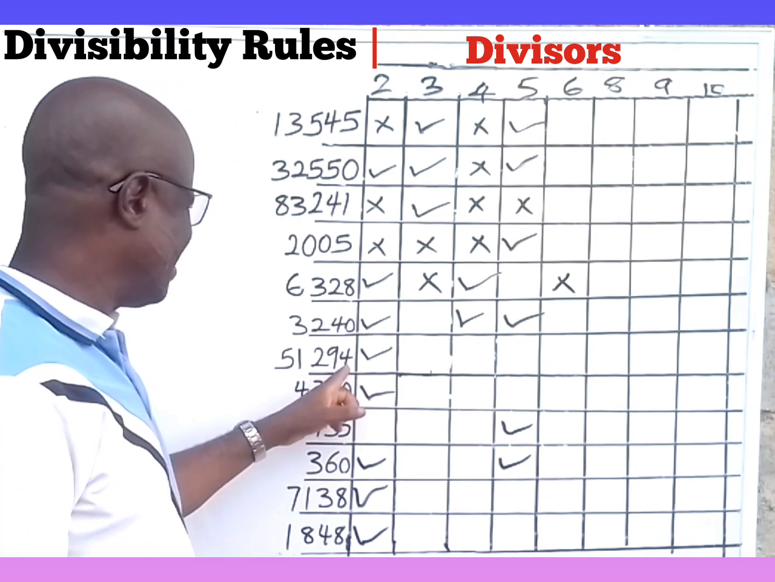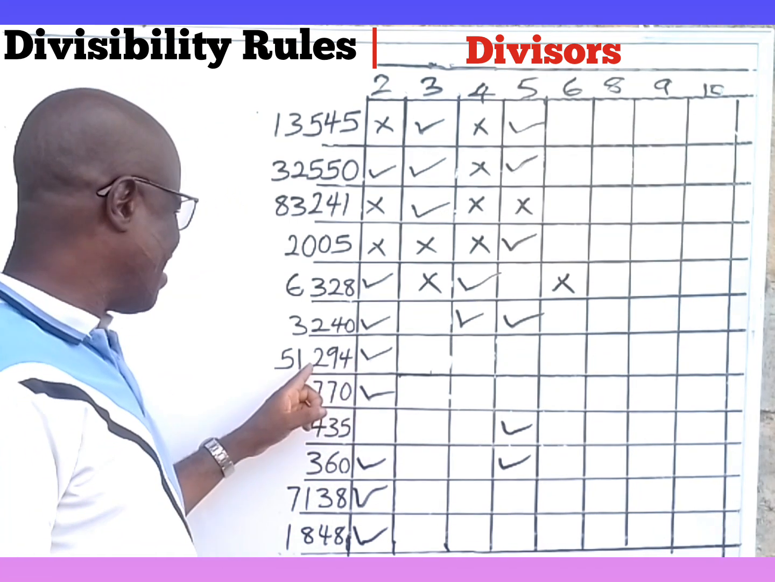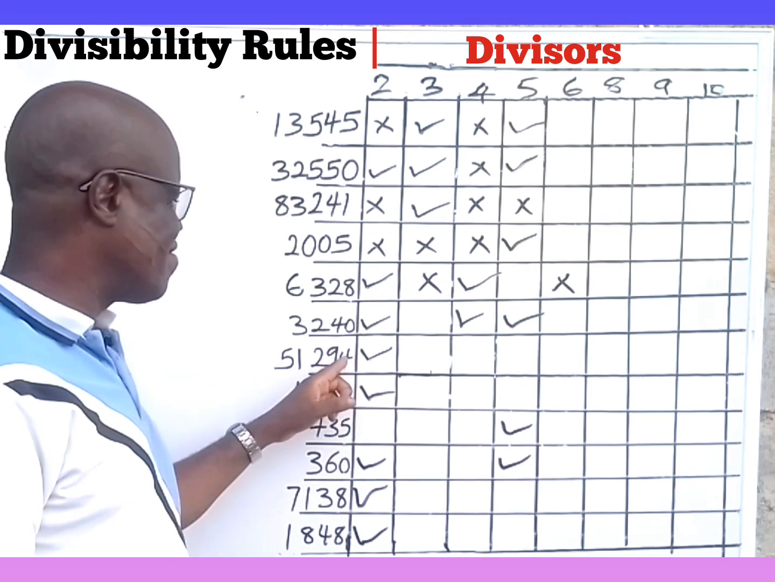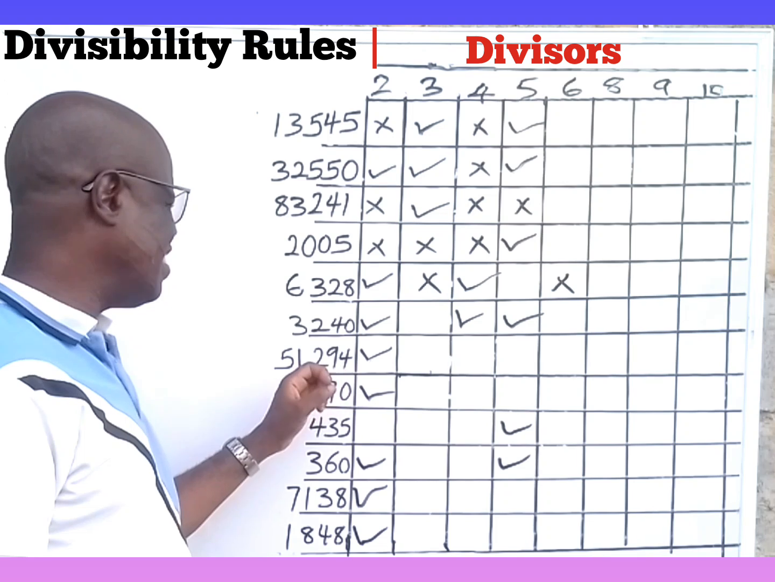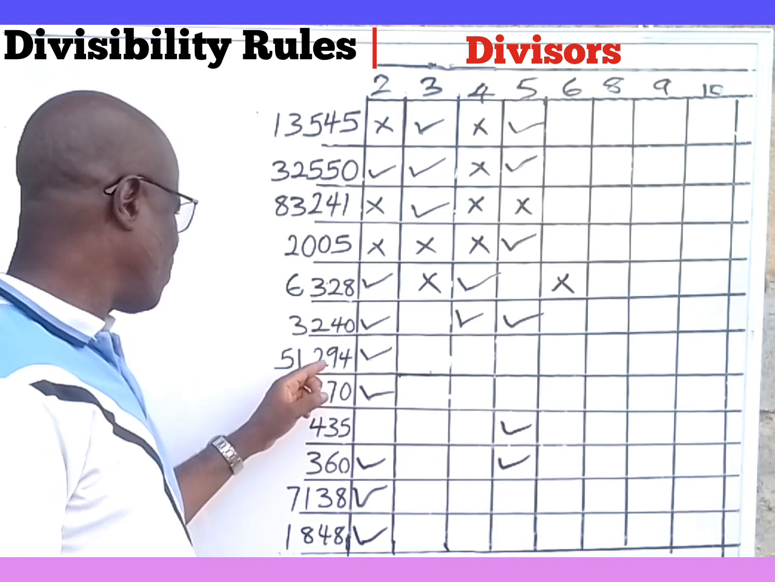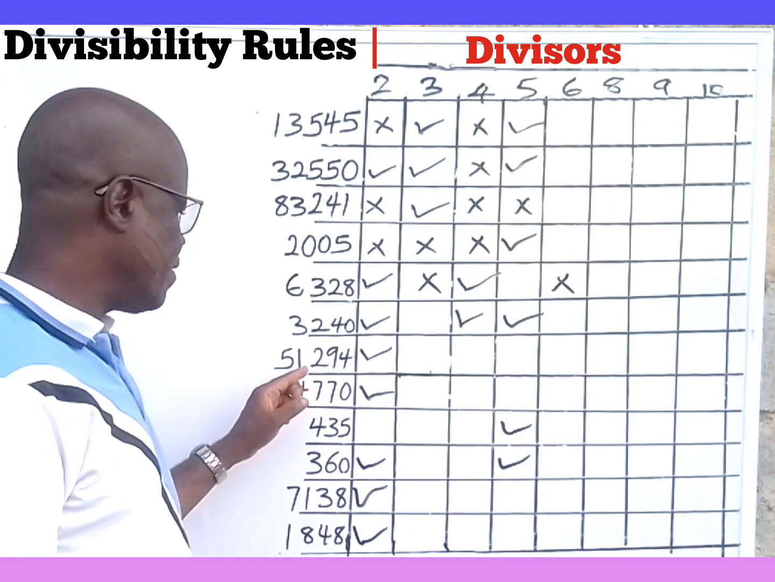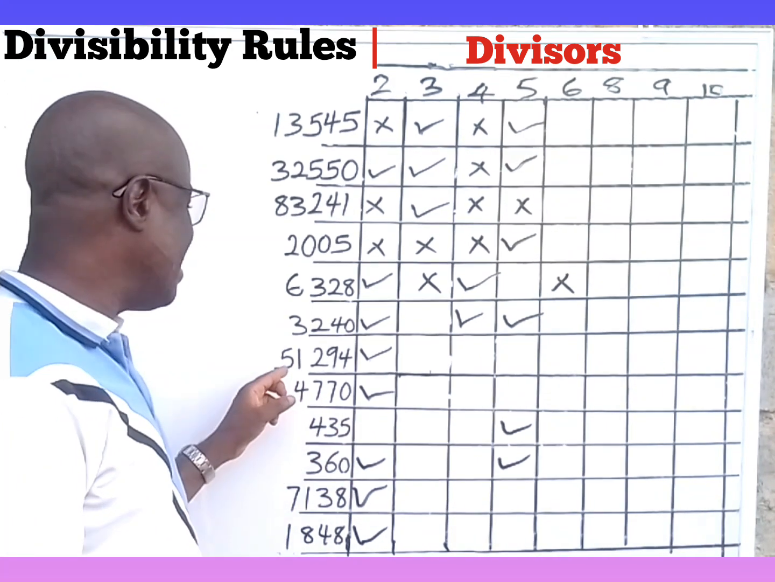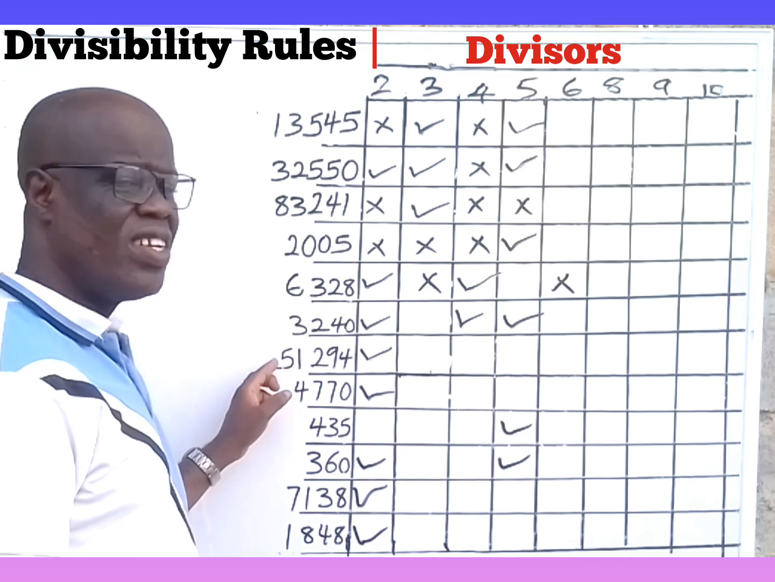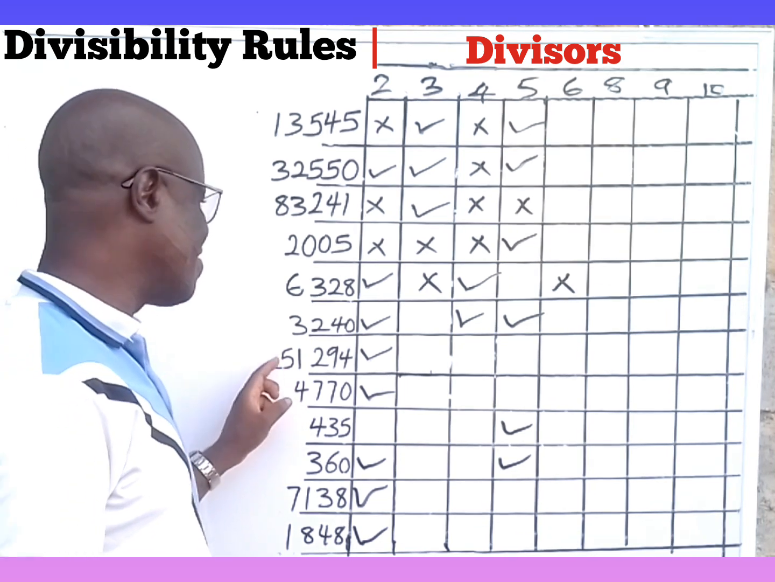Look at this one. This is an even number. And let's see whether this can be divided by 6. Let's add them together and divide by 3. 4 plus 9, 13. 13 plus 2, 15. 15 plus 1, 16. 16 plus 5, 21. 21 divided by 3, that is 7. So this number is divisible by 6.